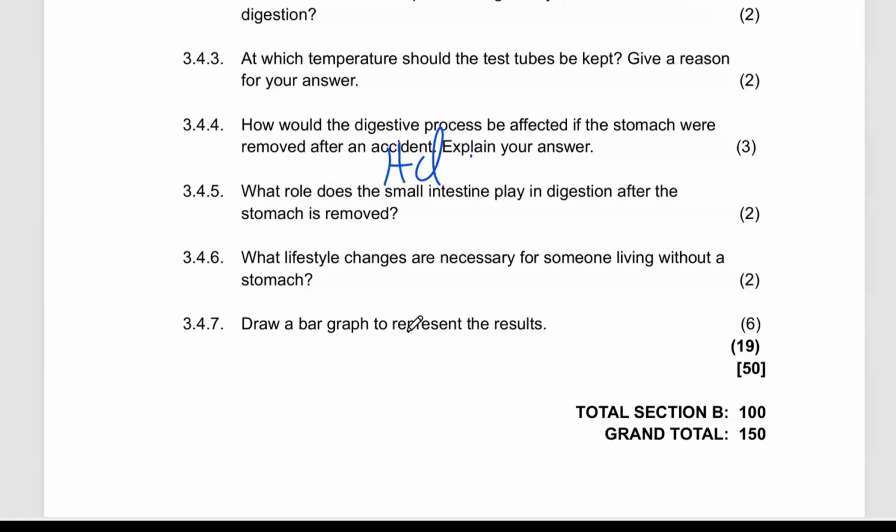3.4.5. What role does the small intestine play in the digestion after the stomach is removed? That's final digestion and absorption. Basically, the small intestine is for final digestion and also absorption. There's nothing much you're going to talk about there.